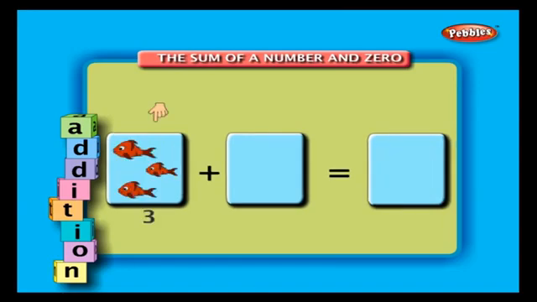Here, there are 3 fishes in the first box and no fishes or 0 fishes in the second box. So, when we add 3 plus 0, we get 3 as the answer.